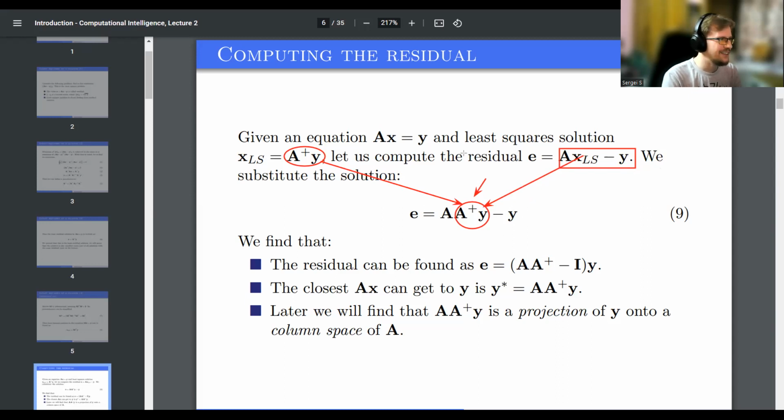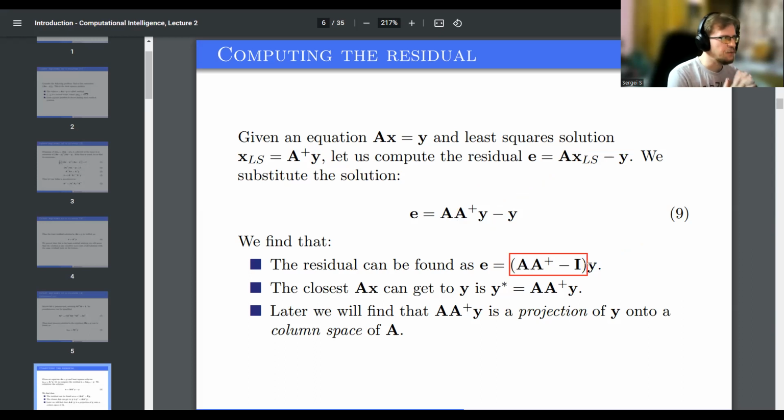Now, what did we find? What we found is that the residual can be expressed in this way: A times pseudoinverse of A minus I, where I is identity, times y. We don't need to memorize it. But what I wanted to ask you is to remember the structure: matrix times pseudoinverse of a matrix, maybe minus identity, right? Because we will see it again and again and again. It's not a coincidence, this structure.